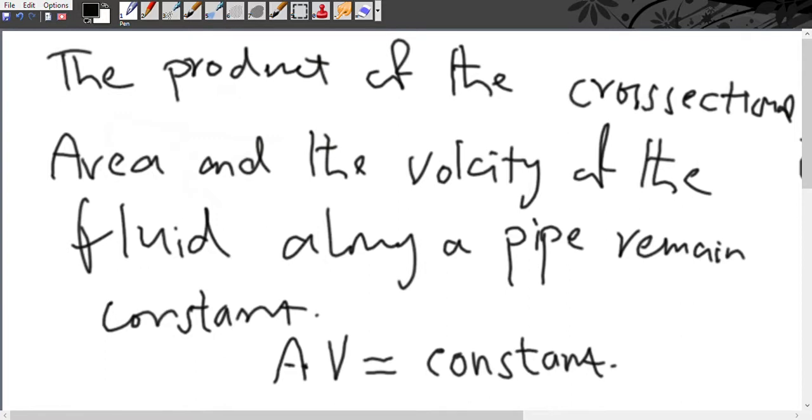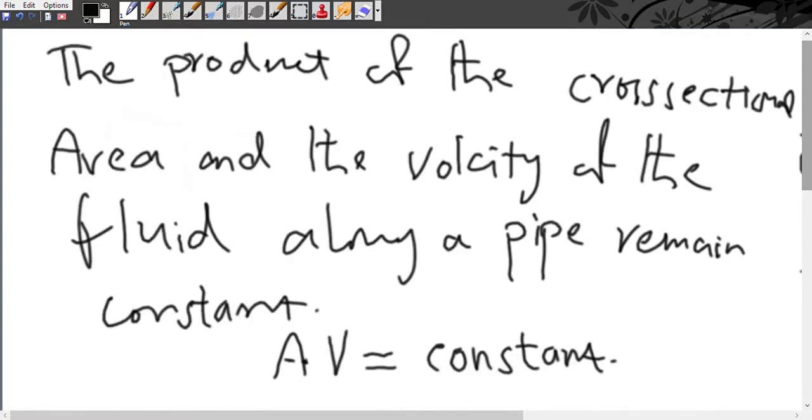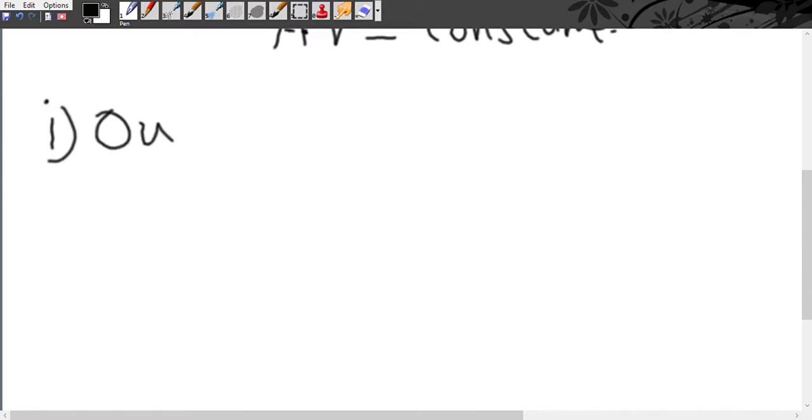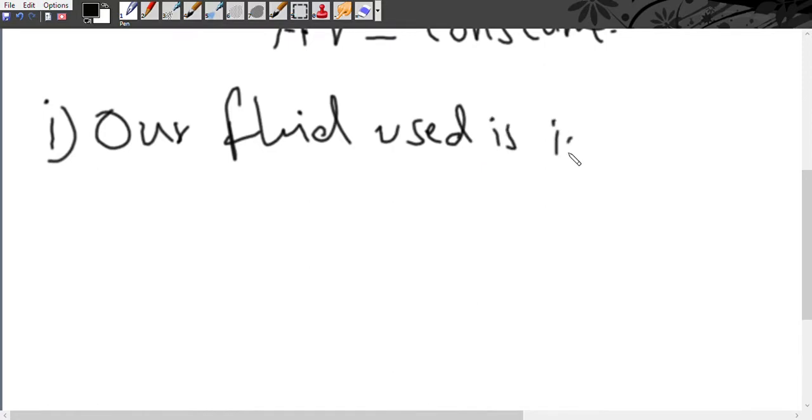Now we will derive this equation. Before derivation, we have to assume two points. Number one, our fluid used is incompressible, which means that its density is a constant value, or its density doesn't change.